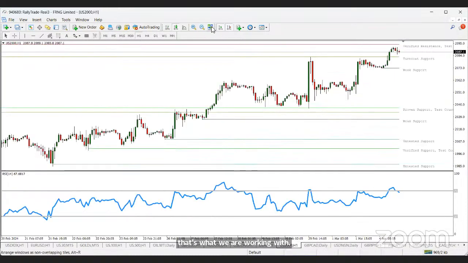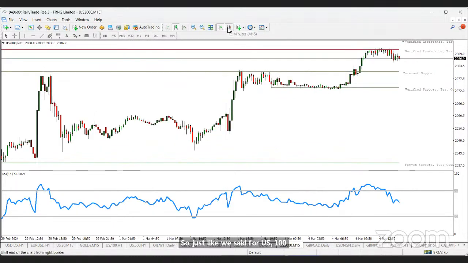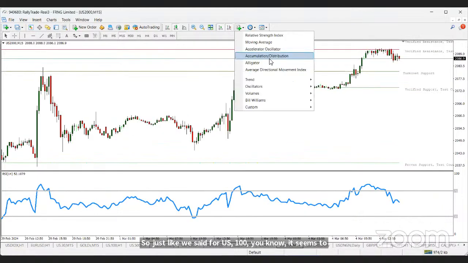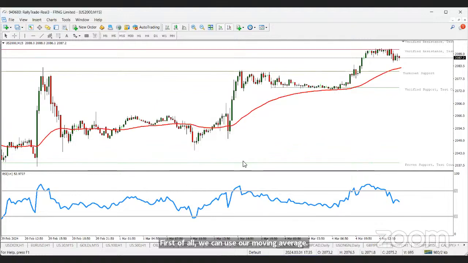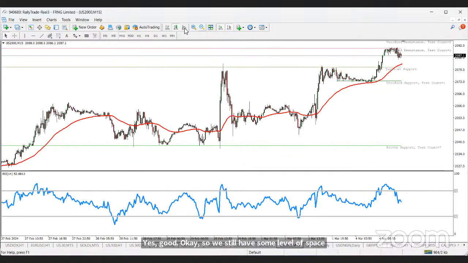So just like we said for US 100, there seems to be some level of retracement that we might be expecting when it comes to US 2000. First of all, we can use our moving average. Yes, good. So we still have some level of space for US 2000, but I feel like where it is right now, we're going to get some level of retracement before it pushes back to the upside, because these guys are on an uptrend. You understand? They're on an uptrend.